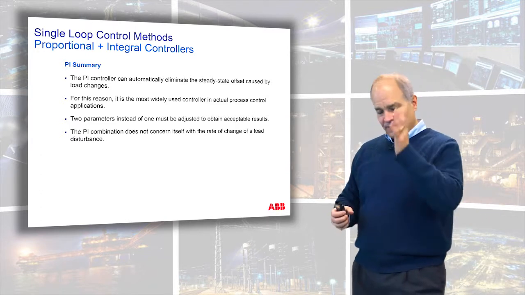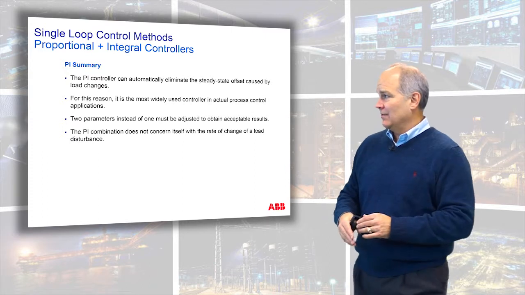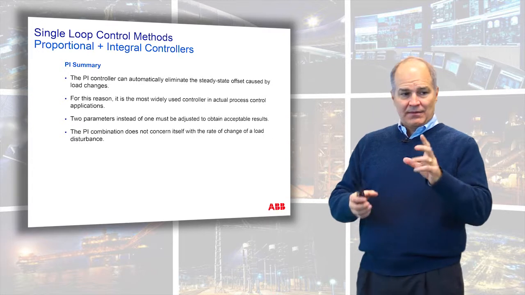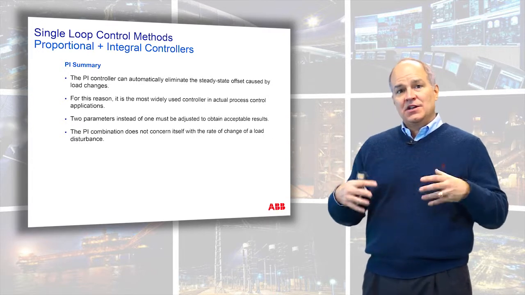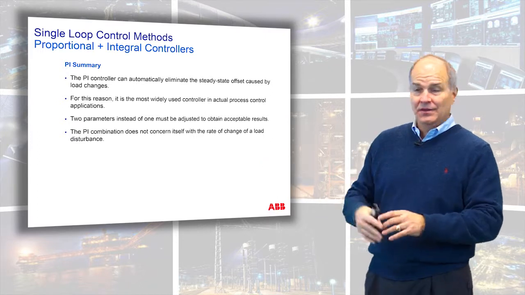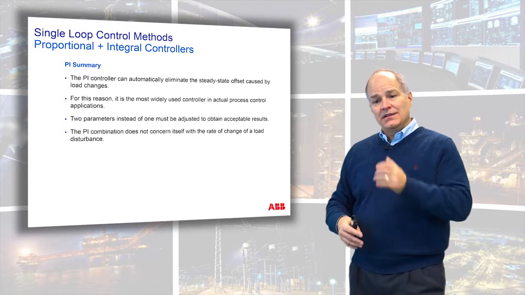So derivative, most of the time you're better off to set it to 0 because the PI is so powerful. You have 2 parameters. You don't just have 1, but 2 parameters, the P and the I. The adjustment of those is what's called tuning, and that's what we're going to cover when we get into control tuning. The PI doesn't concern itself with rate of change.